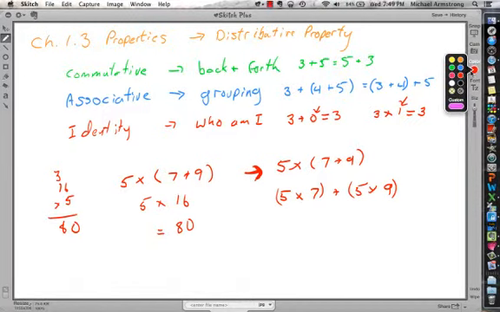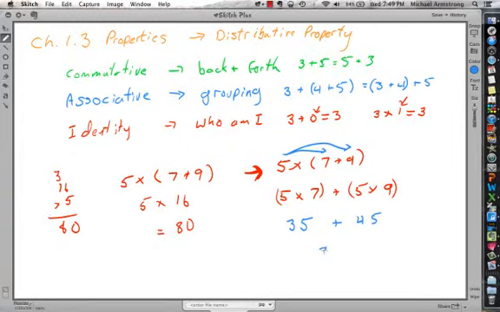A lot of times in algebra class, I end up drawing little arrows like this: 5 times 7 and 5 times 9. Then I draw it out like this: 5 times 7 plus 5 times 9, and then I go ahead and do the work. 5 times 7 is 35, plus 5 times 9 is 45, and 35 plus 45, carry the 1, equals 80. We knew it was going to be 80 because we already did the problem over here. This way it shows that it's 80 using a different method, the distributive property.